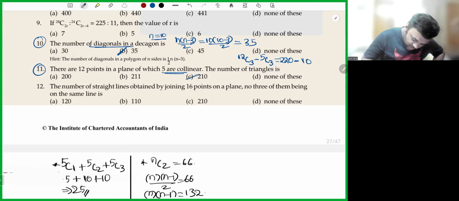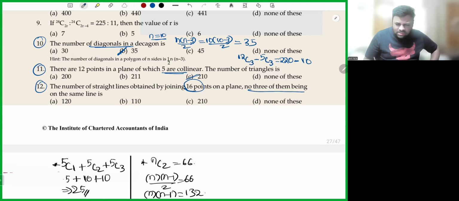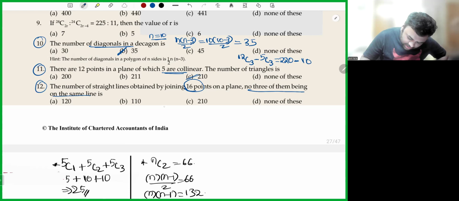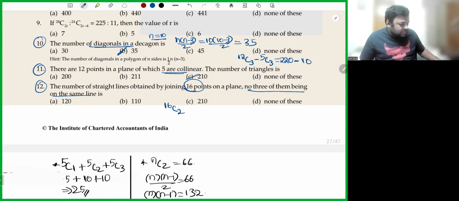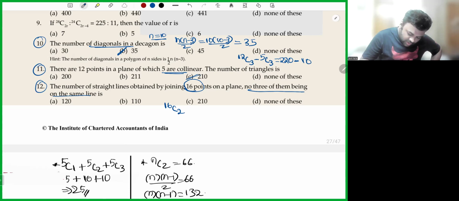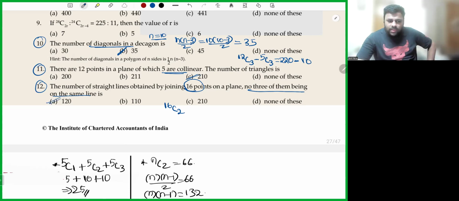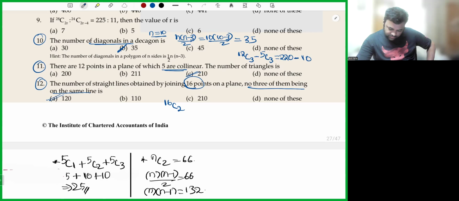Next. Number of straight lines by joining 16 points, none of them on the same line. I think there is no collinearity. So how many points do you require to form a straight line? 16C2. So 16 into 15 whole divided by 2, which is equal to 120. Okay, so I hope the 10th one, 11th one, and 12th one, all 3 are clear with respect to geometrical application. Next.